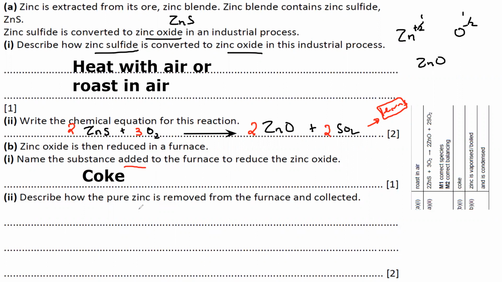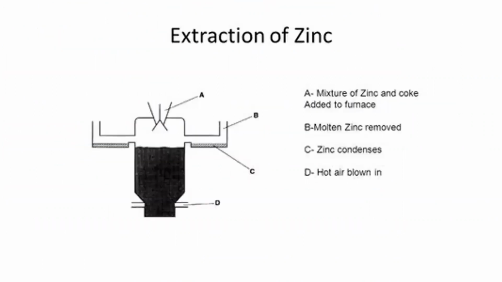Then the next part: how the pure zinc is removed from the furnace and collected. If you see this process, first, when zinc is produced here, it is in a vapor form, so zinc first vaporized. The reaction: when zinc oxide reacts with the coke, the carbon, it forms zinc metal and carbon monoxide. This zinc metal, which is produced here in a solid state first, because of the temperature, is vaporized. It converts into vapor.